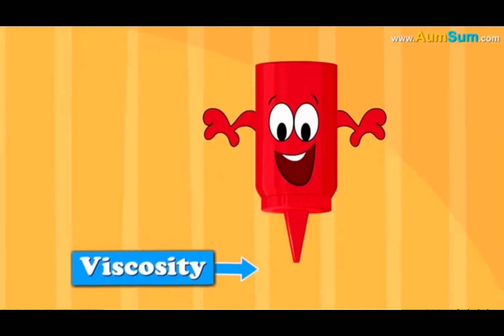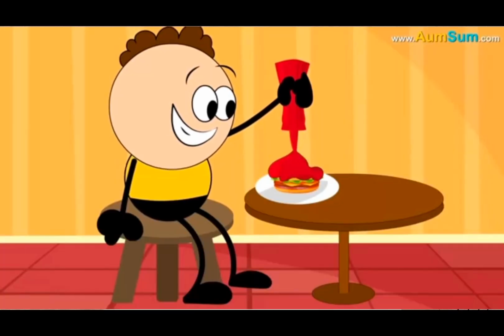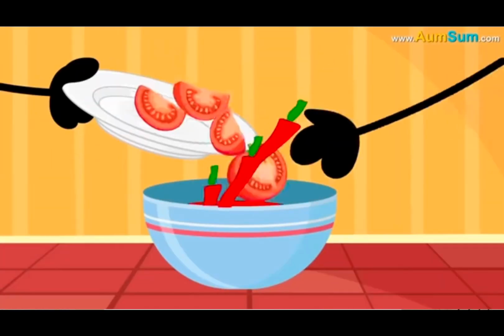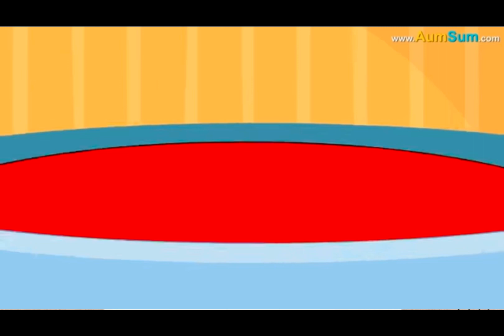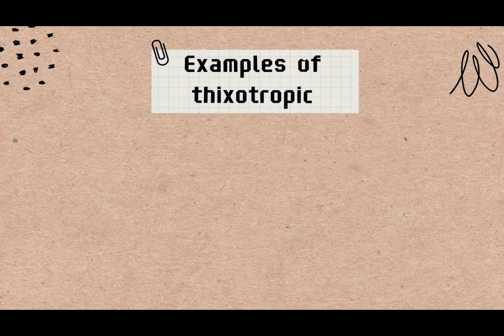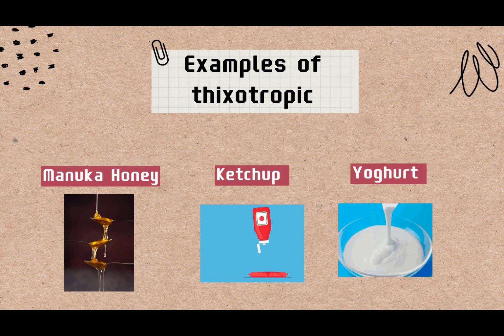The longer the time the fluid goes under shear stress, the lower the viscosity. The fluid becomes easier to flow. This thixotropic pseudoplastic fluid requires a certain time to return to its equilibrium viscosity when shaken, stirred, or stressed. Examples of thixotropic fluids in foods are manuka honey, ketchup, and yogurt.